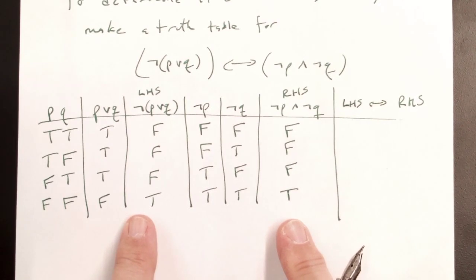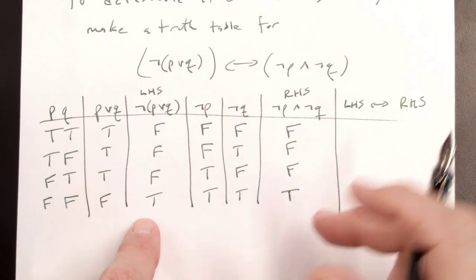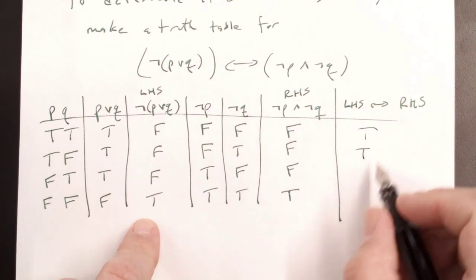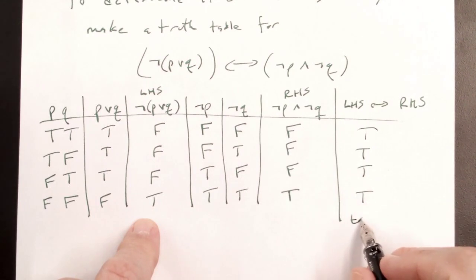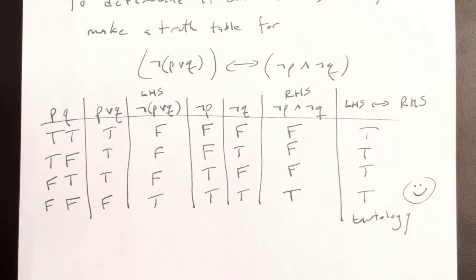And an if and only if is true when they agree. Agree, agree, agree, agree. I have a tautology. And if I have a tautology at the end of this if and only if table, then my two statements are logically equivalent. Whew.